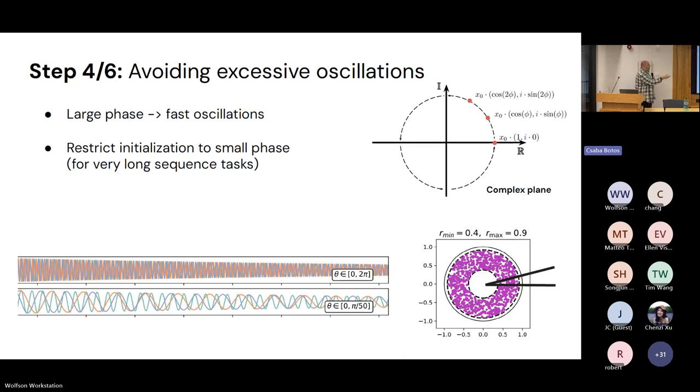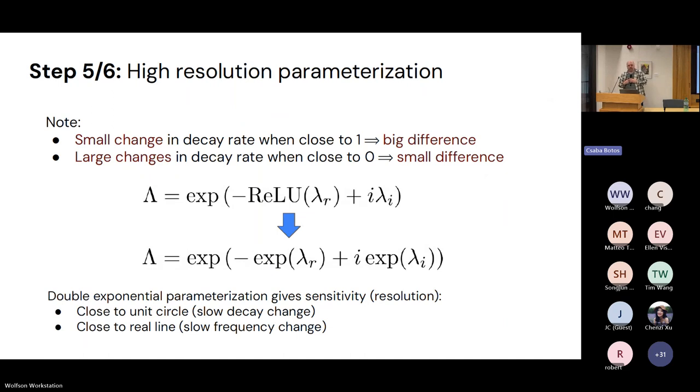And we found this in practice that it's nice not to sample on the whole ring, but to have this small corner where the frequencies are not too fast. Okay, so there were six steps. This is the fifth step of the things that are important to get these things to work.